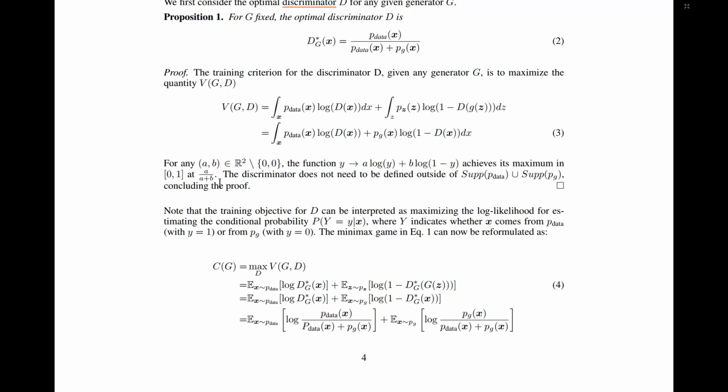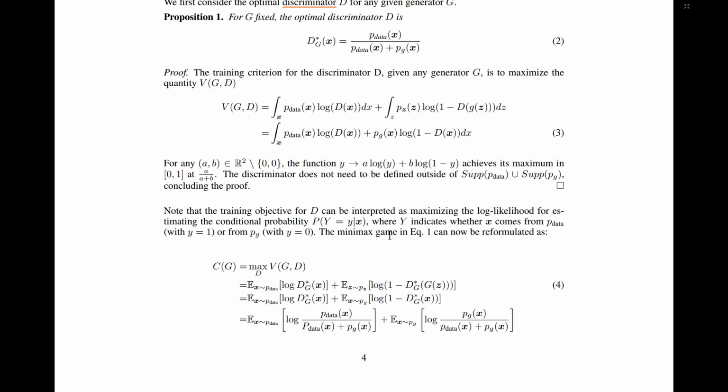So this tells us that the maximum of this function right here is p data divided by p data plus pg, where p data is a and pg is b. This is considered to be the y we had here, and this is the 1 minus y. So with this, we could see clearly how we obtain this. Now, the training objective for D can be interpreted as maximizing the log likelihood for estimating the conditional probability p of y given x, where y indicates whether x comes from p data or from pg.